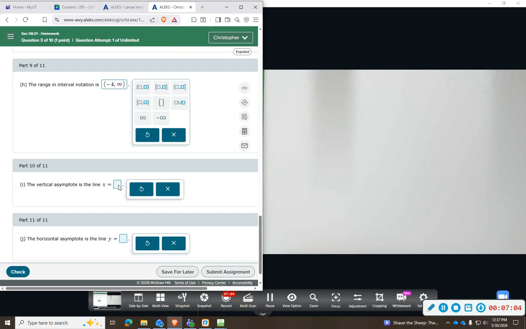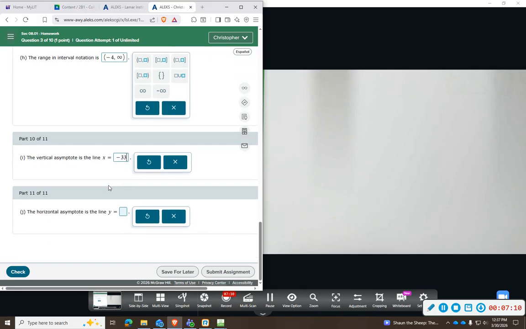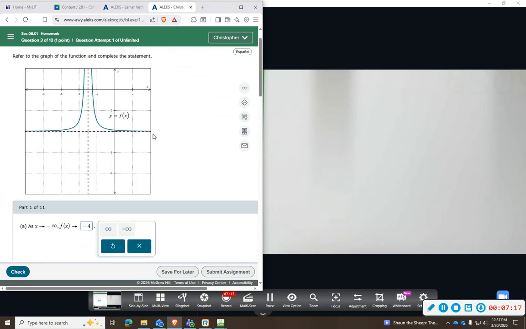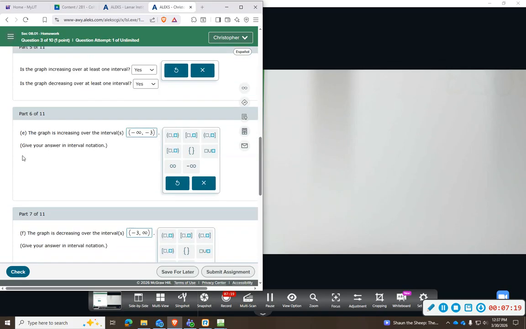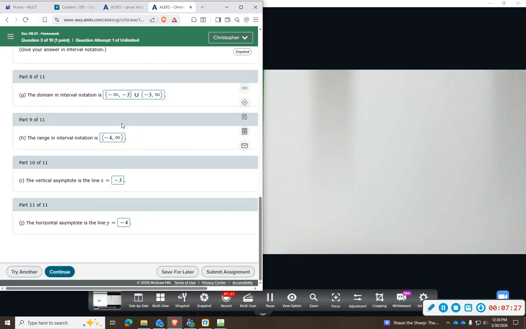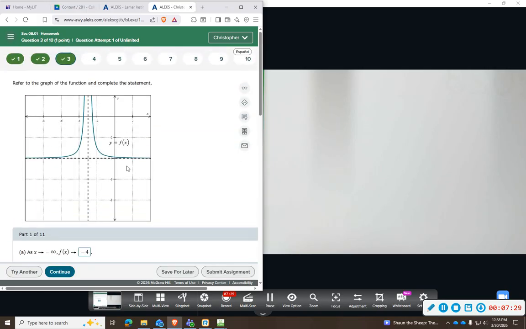And the vertical asymptote is at x equals -3. And the horizontal asymptote was this horizontal line that the graph doesn't cross at -4. So we got a horizontal asymptote at -4. All right, looks green. Yeah, everything was good.